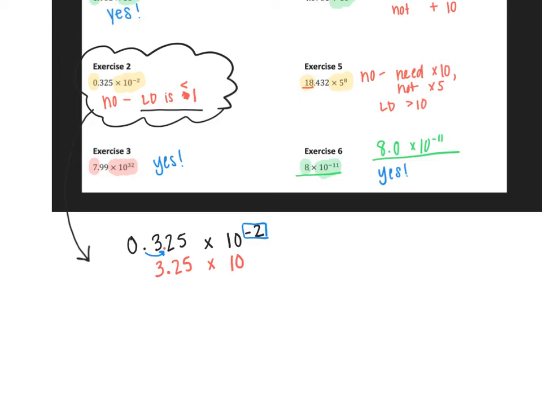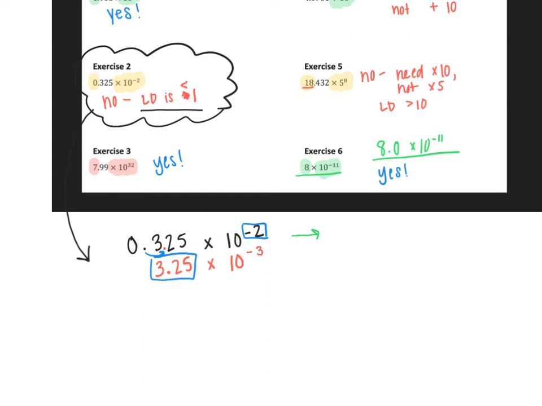Well, if we made this number bigger, then we have to make this number smaller. So what's smaller than -2? What's one number smaller than -2? It is -3. Okay?